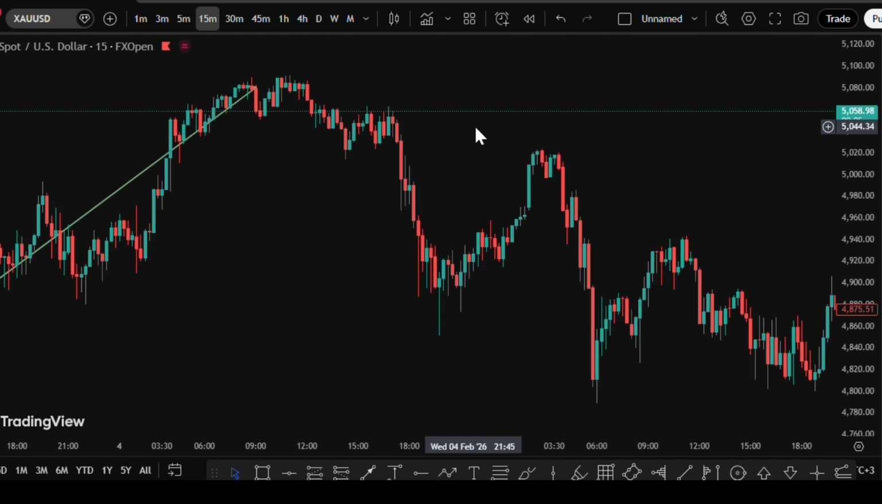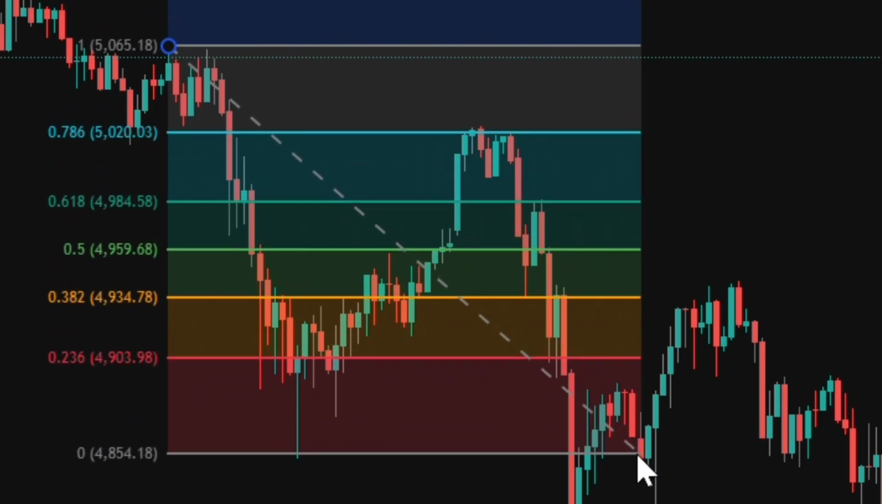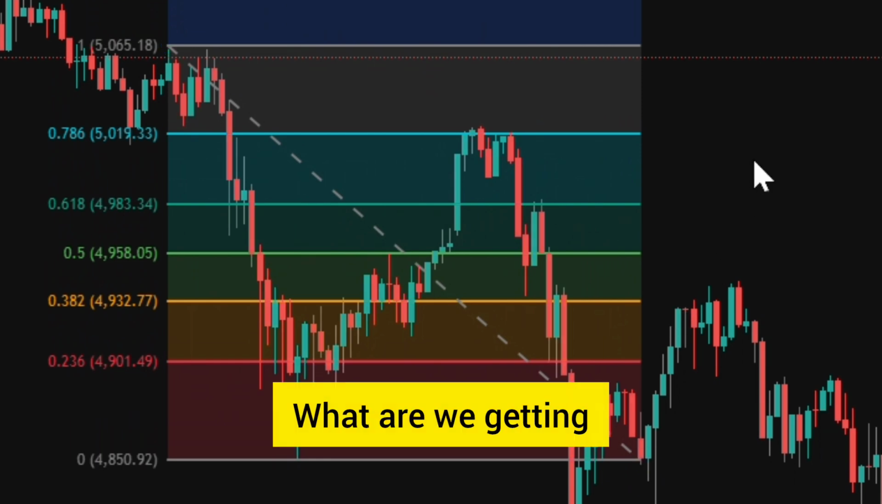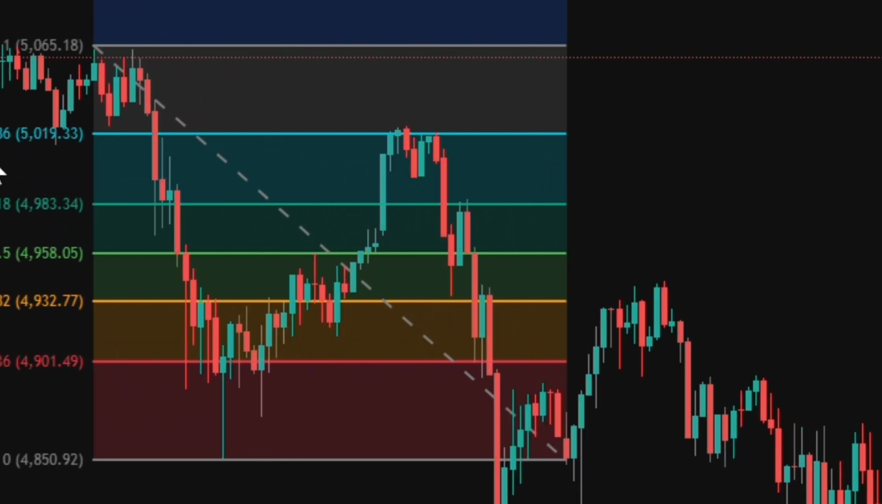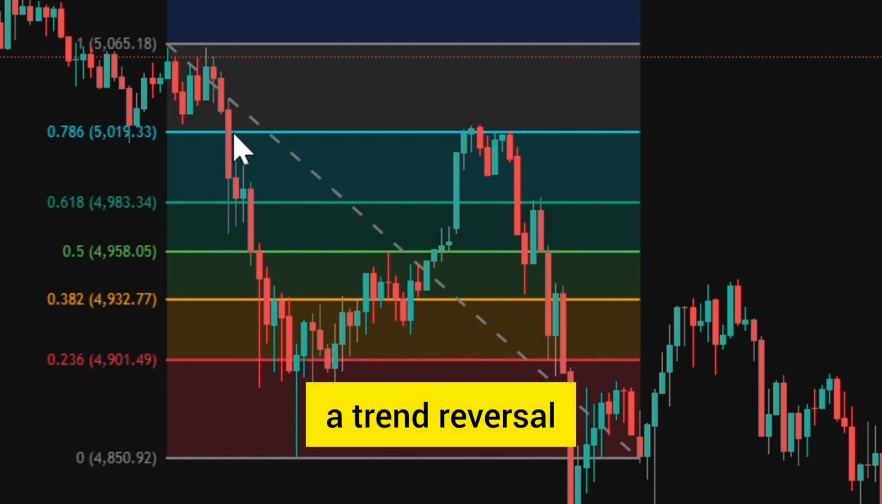So before that, we want to get a trend reversal. So we will take our fib retracement from this high to the low. Okay, what are we getting? Fibonacci retraced to 0.786, which means we have a trend reversal.